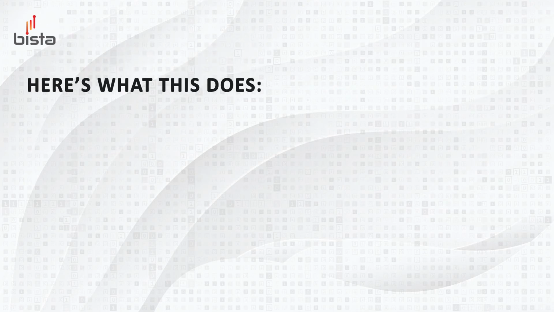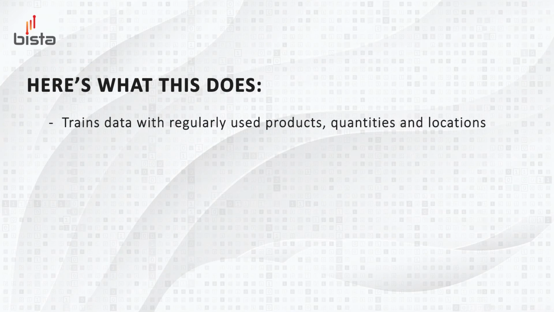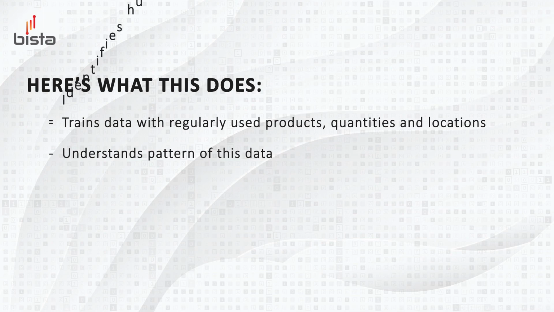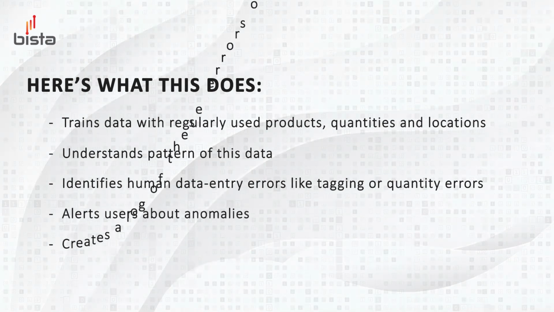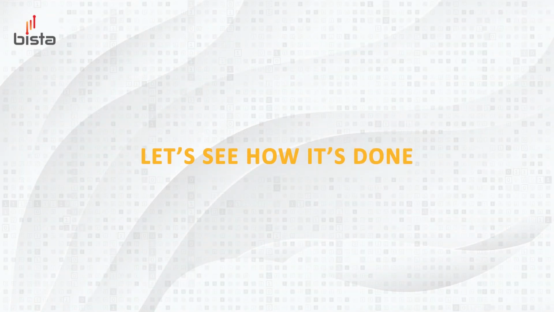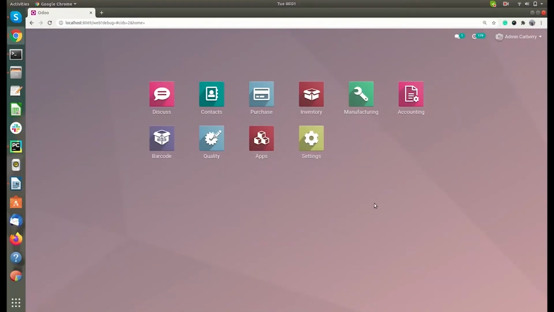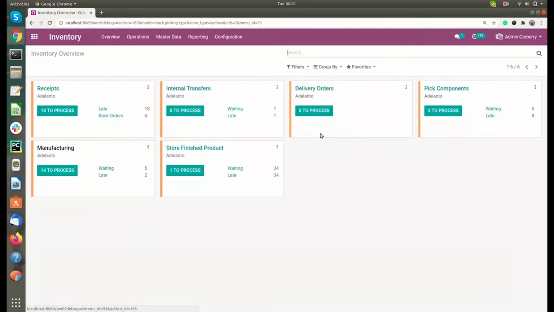Here's what it does. It trains the data with regularly used products, quantities, and locations. It understands the pattern of this data. It identifies human data entry errors like tagging or quantity errors. It alerts the users about these anomalies and then creates a log of these errors. So let's see how this is done. First, let's go to Inventory and see how the configuration looks.